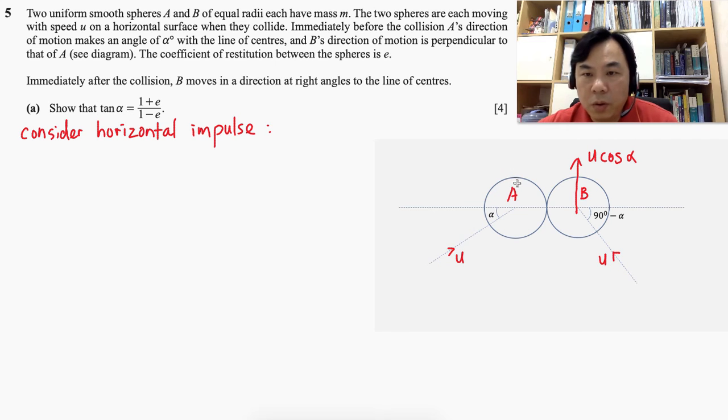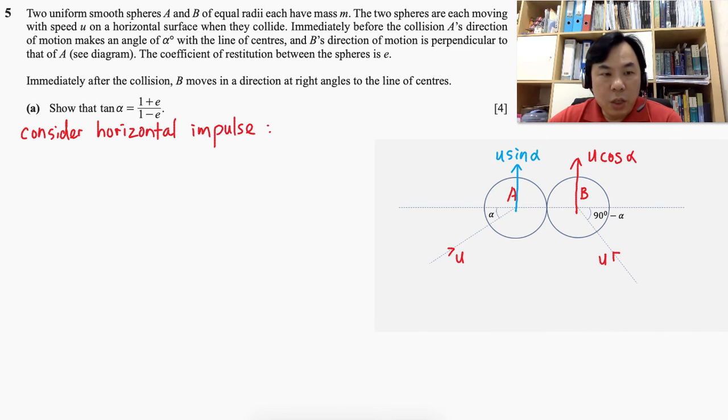And then the same goes for A also. So A, after the collision, the vertical component of its velocity is also given as u sin alpha there. All right. So I hope that is clear.